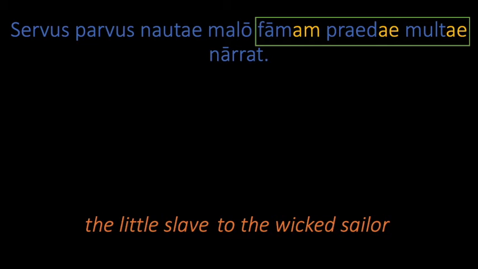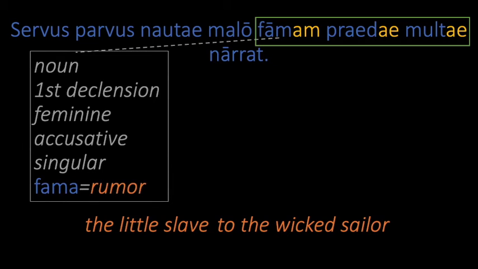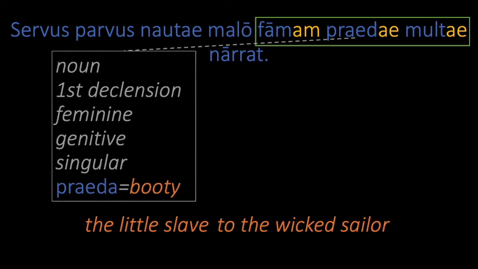The next phrase is famam praedai multae. Famam is an accusative singular noun, which is likely to be the direct object of the sentence. Its meaning is rumor. Praedai is a feminine noun with the I ending. We're going to guess at the genitive singular here and adjust later if necessary. The base word of praedai is praeda, which means booty.